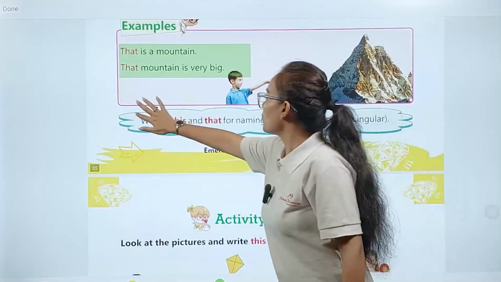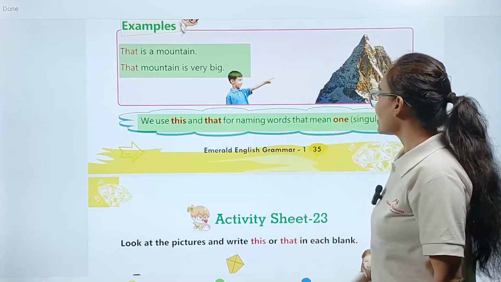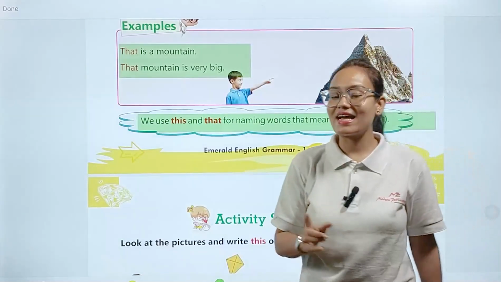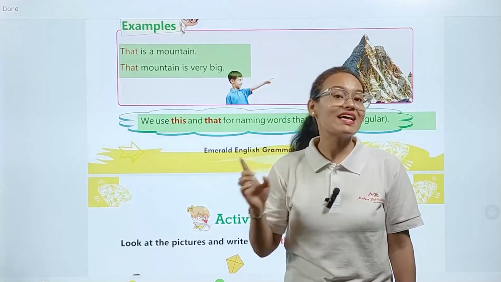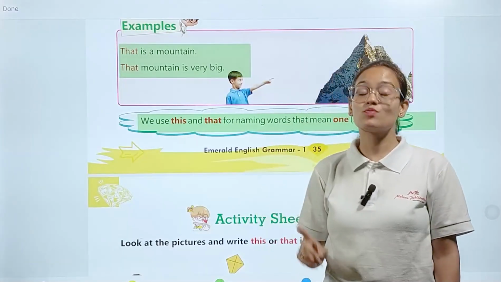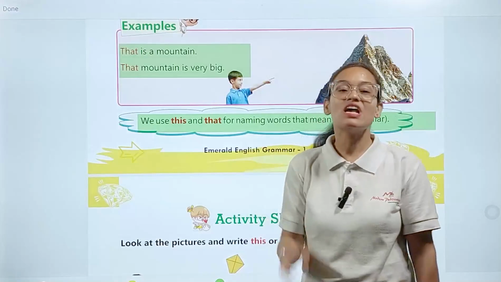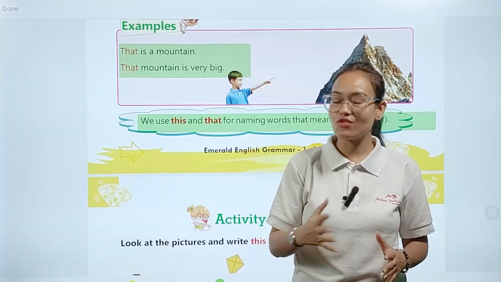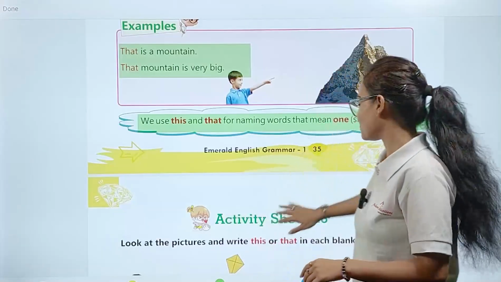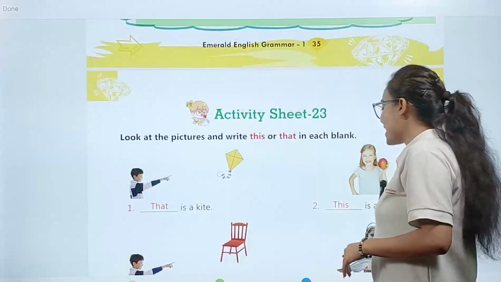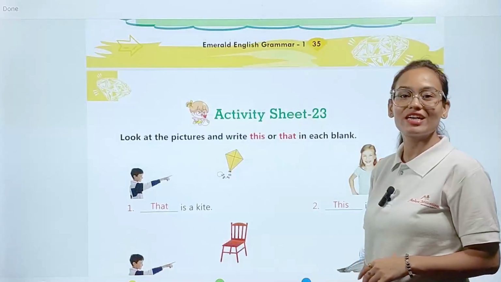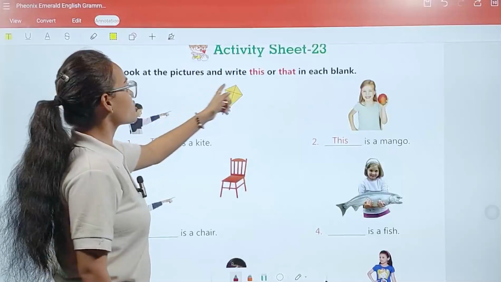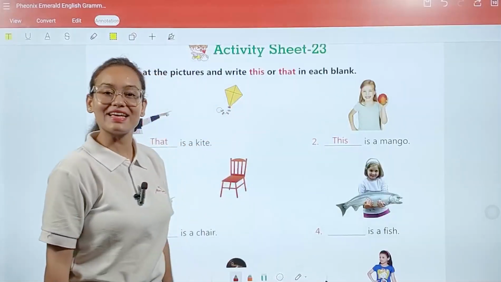We use this and that for naming words that mean one, singular. Now see, we use THIS and THAT for singular things. It means whenever we are talking about one person, one thing, one animal, or one place, in this case we use this or that. Now come with me and let's complete the activity sheet number 23 of this chapter. Look at the pictures and write this or that in each blank.